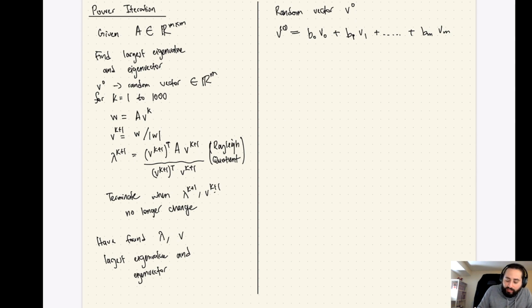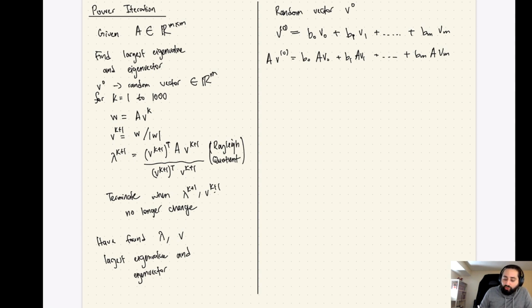I'm going to take A, multiply by this V sub 0, and I'm going to get B0 A V0 plus B1 A V1 onwards, BM A VM. I could have started counting at 1. Maybe I should have because it's M dimensional, but you get the picture, it applies. I think I'm just in my Python head. I always count at 0.